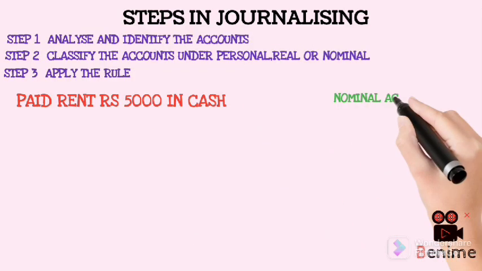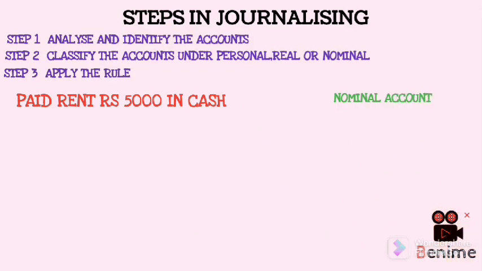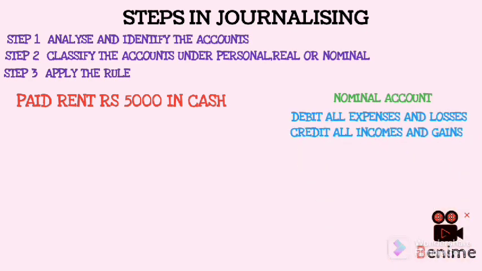Third is nominal account. All expenses and incomes are involved in it. The rule for the nominal account is debit all expenses and losses, credit all incomes and gains. Using this, we are going to make the journal entry for: paid rent rupees 5,000 in cash. Here, we made payment in cash for rent. You can easily identify one is rent account and the payment through cash, so cash account.